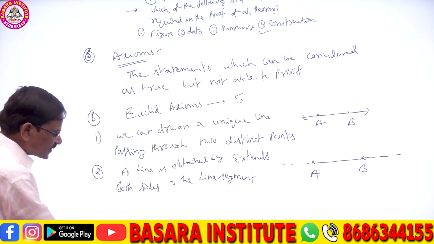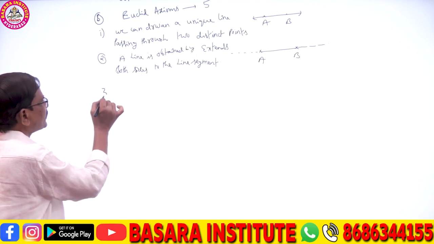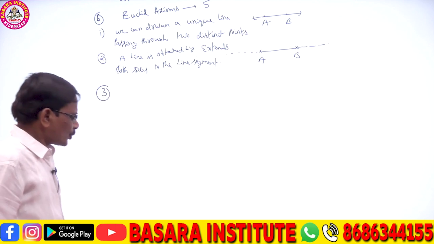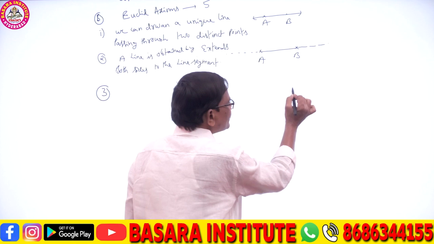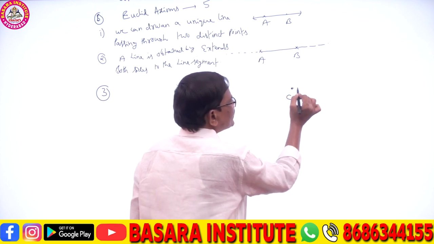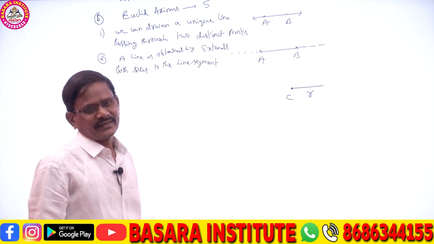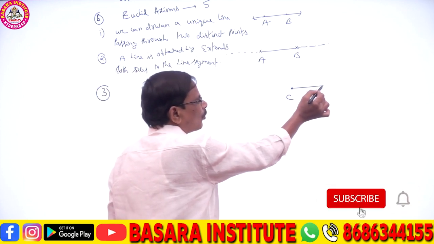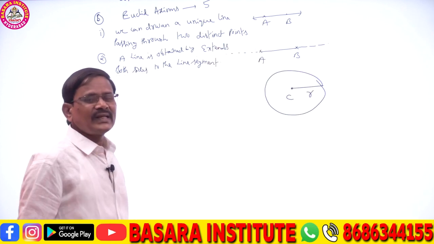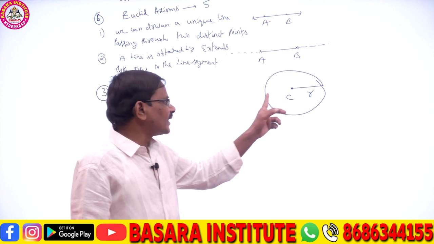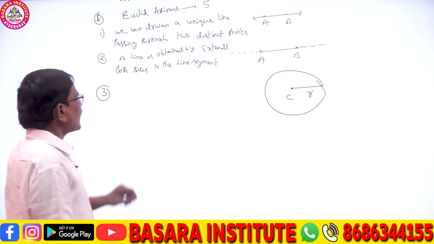Now Euclid's third axiom. So there is a center and a radius, this is the center and this is the radius. When the center and radius are given, then we describe only one circle. We describe a circle with the given center and radius. So this is Euclid's third axiom.